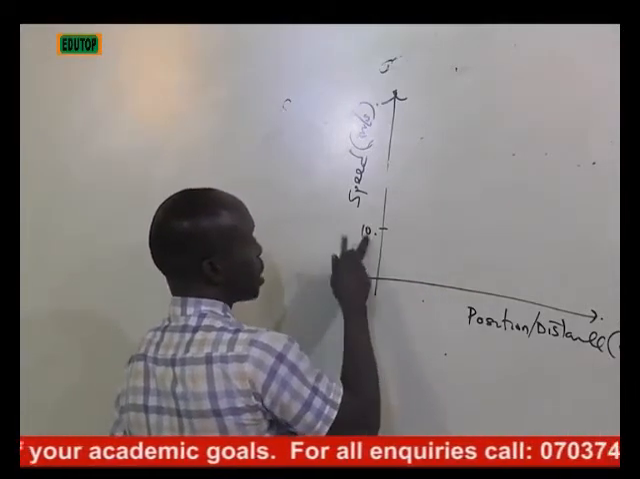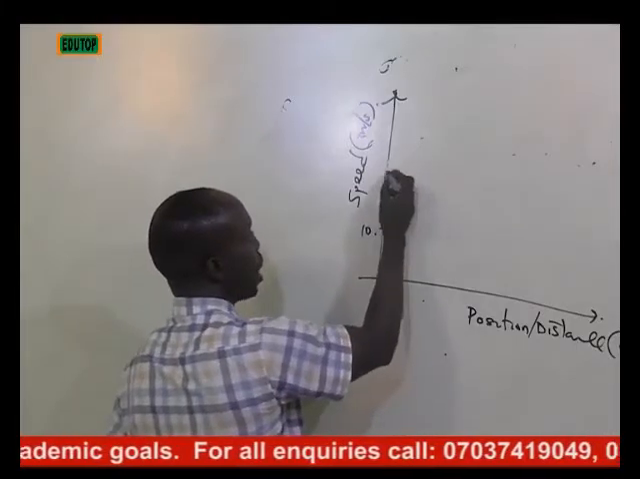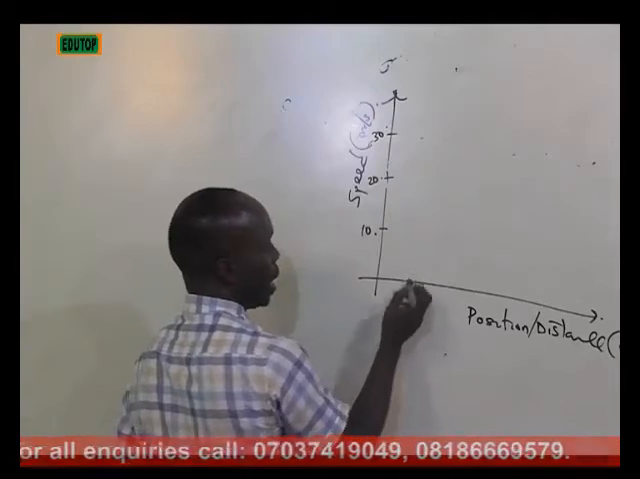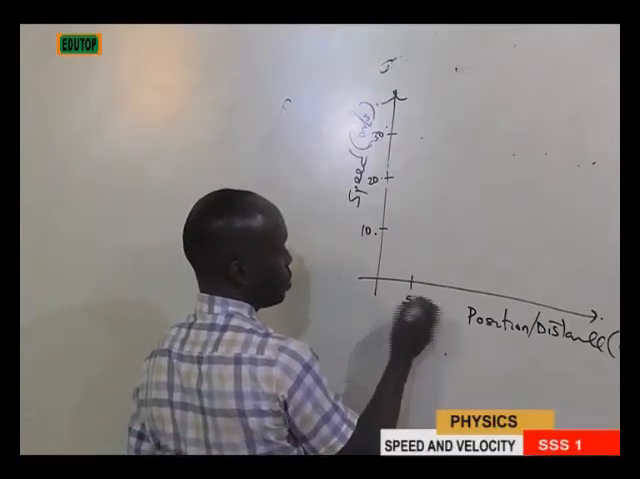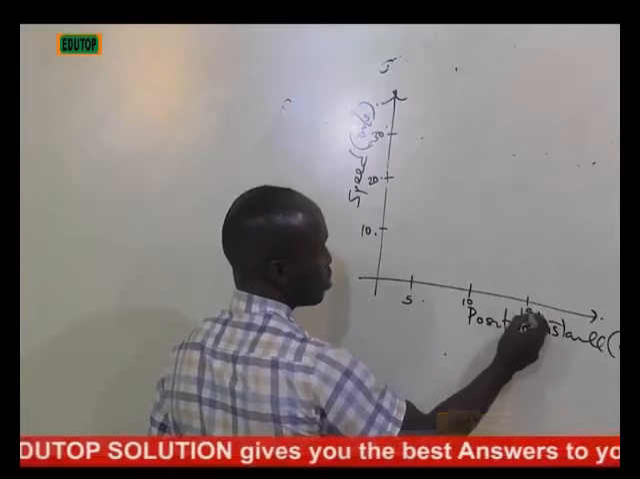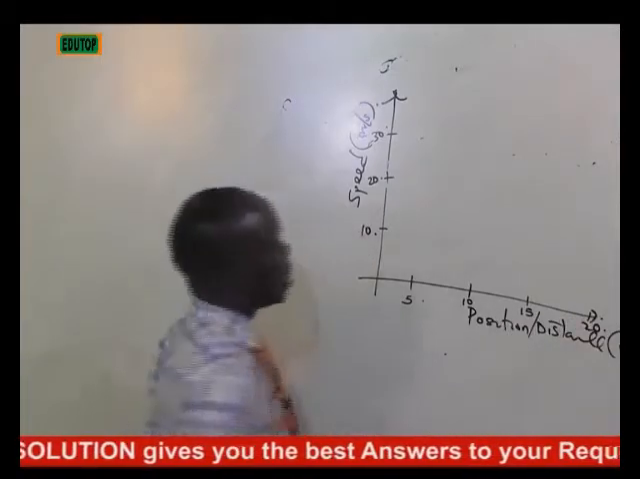Now, if I'm to label this, at this junction I have 10 meter per second in terms of speed. At this junction, I have 20 meter per second. At this junction, I have 30 meter per second. Now, here I have 5, that's 5 meters. Here I have 10 meters. Here I have 15 meters. And here I have my 20 meters.